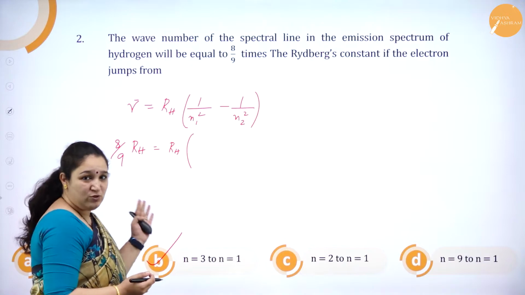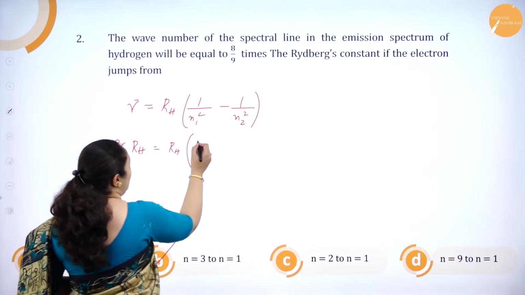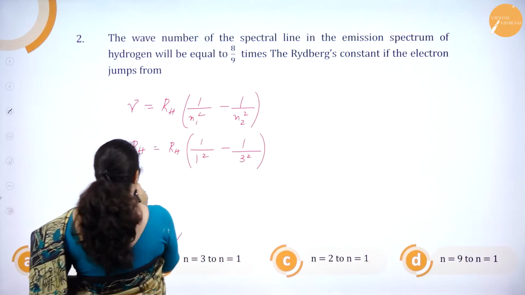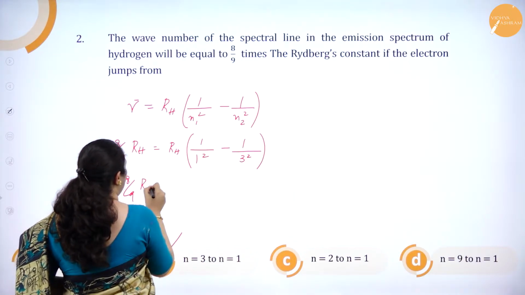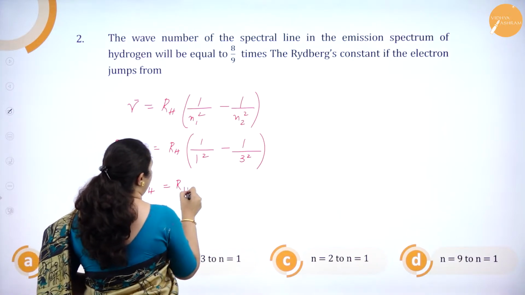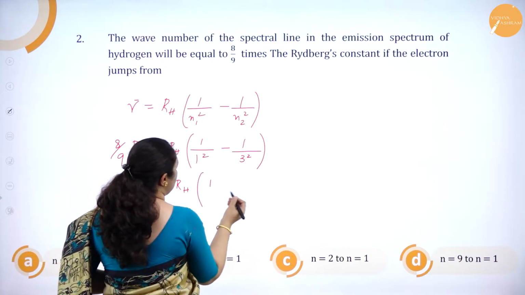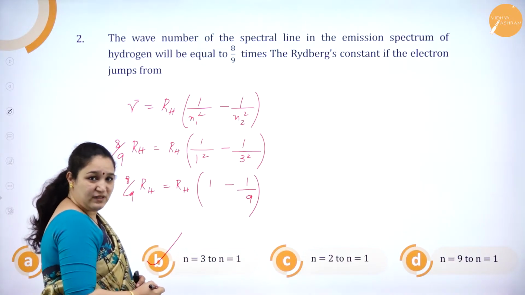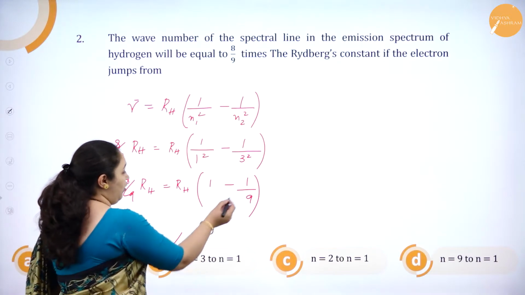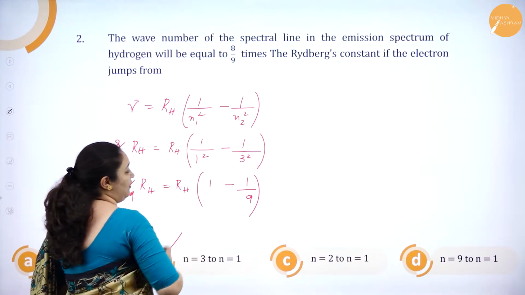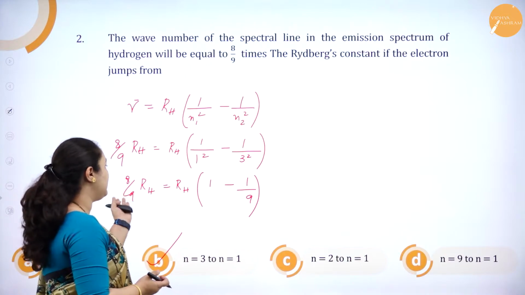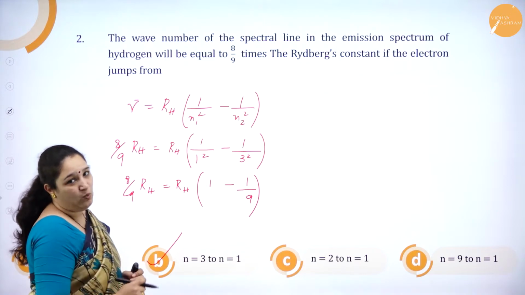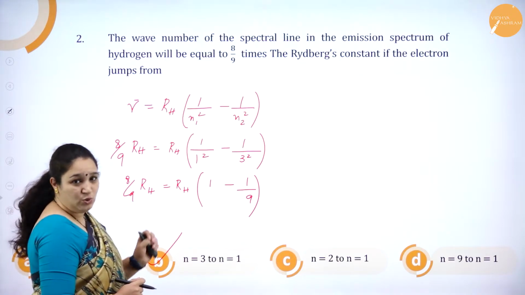So I can directly tell option B is the correct answer. But then if you want me to solve it, I can do it. Okay, so n1 will be 1, 1 square minus 1 by 3 square, so 8 by 9 RH. So RH times 1 minus 1 by 9. Isn't it? Correct? So if I take the common denominator 9, it will be 9 minus 1, 8 by 9 RH. So n2 is 3 and n1 is 1. Okay. So we can do this way.